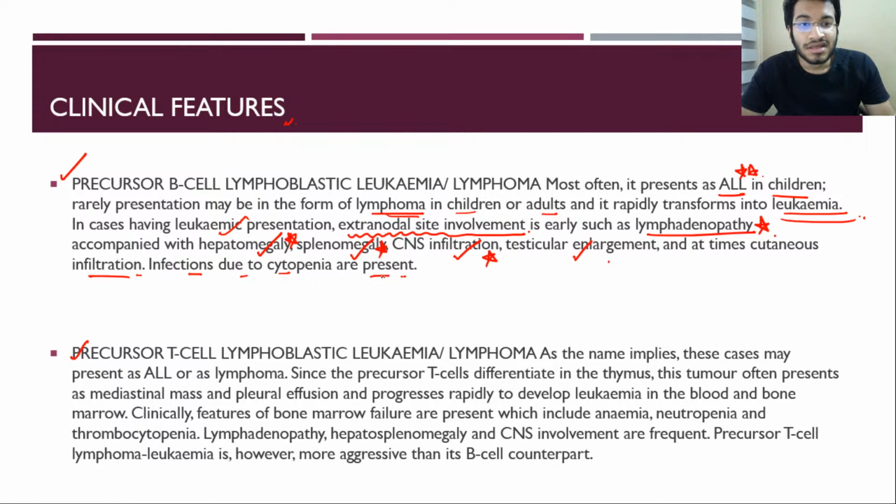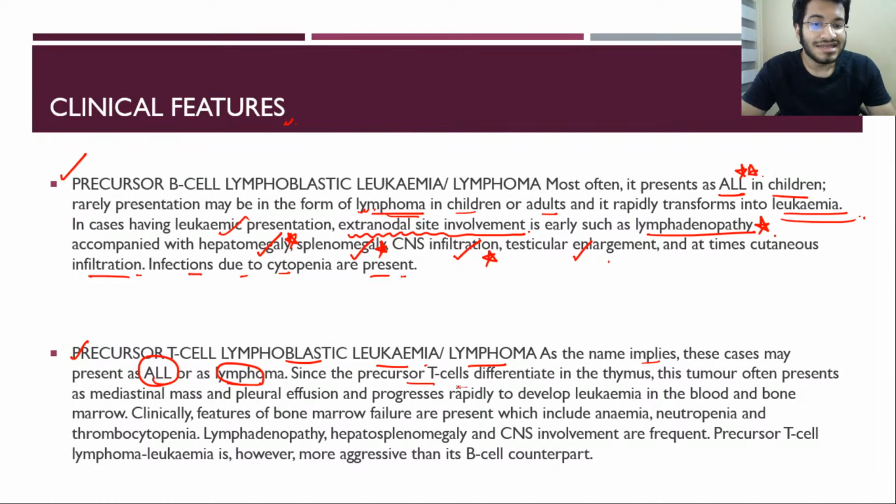So basically, the presentation in the form of lymphoma is rare. Mostly it is leukemia, and in cases having leukemic presentation, first of all there will be extranodal site involvement, such as enlarged lymph nodes and enlarged spleen. You can have CNS infiltration as well, testicular enlargement, and at times cutaneous infiltration. Then infections due to cytopenia are present. Then precursor T cell lymphoblastic leukemia or lymphoma, as the name implies, these cases may present as ALL or as lymphoma, right?